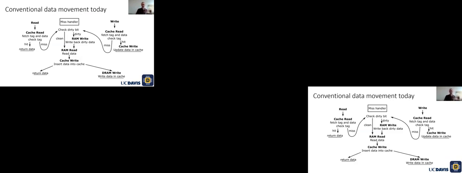If you have a write miss to dirty data, you end up having to do 1, 2, 3, 4, 5 RAM accesses for your single demand request. But this is how we've always done things. So why is this not a problem today that we have to do these 5 accesses?